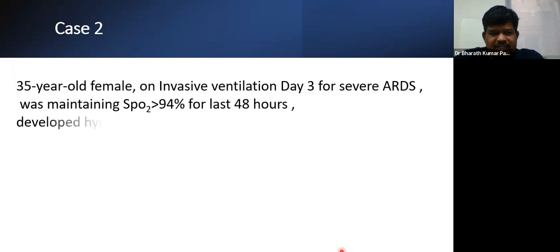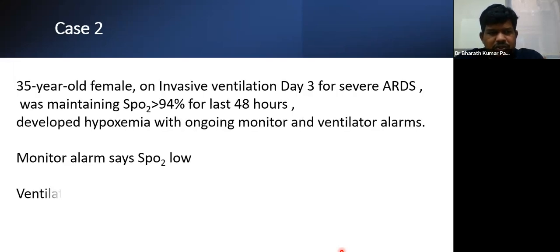Coming to case 2. So this is a 35-year-old female on invasive ventilation, day 3 for severe ARDS, was maintaining saturation of more than 94% for the last 48 hours, develops hypoxemia with ongoing monitor and ventilator alarms. And the monitor alarm reads as low SpO2 alarm. Coming to ventilator alarms, can anybody guess what could be the ventilator alarm?